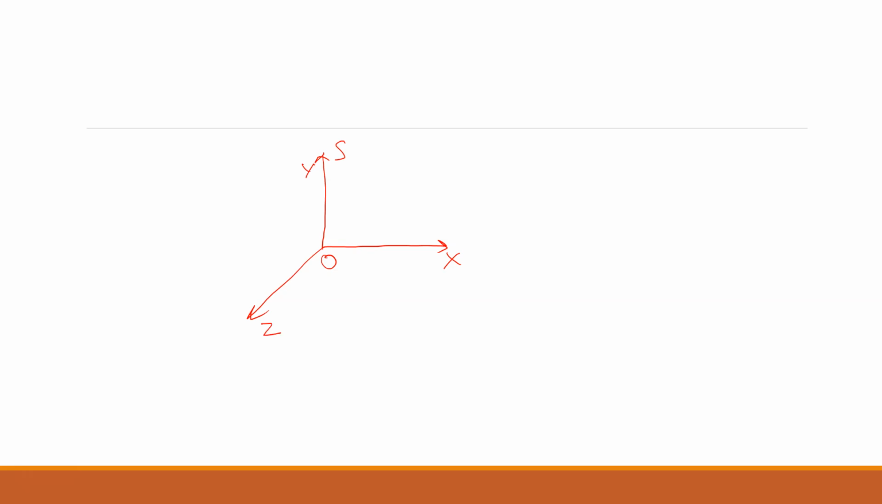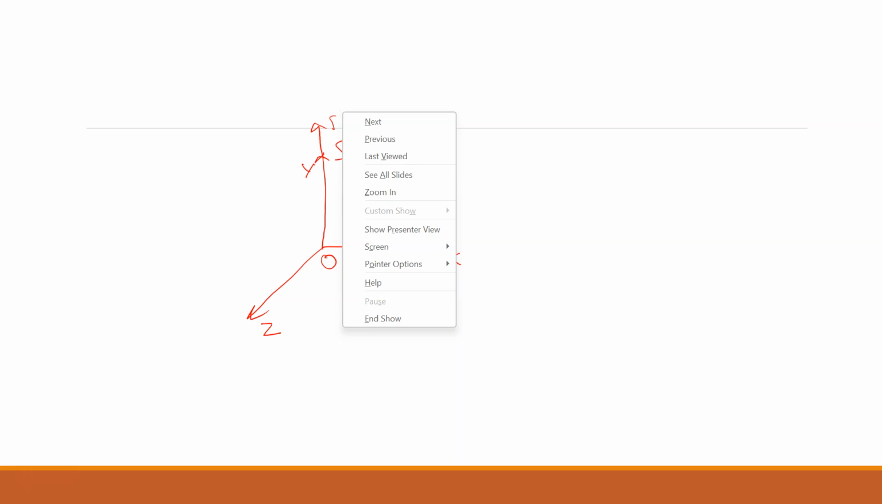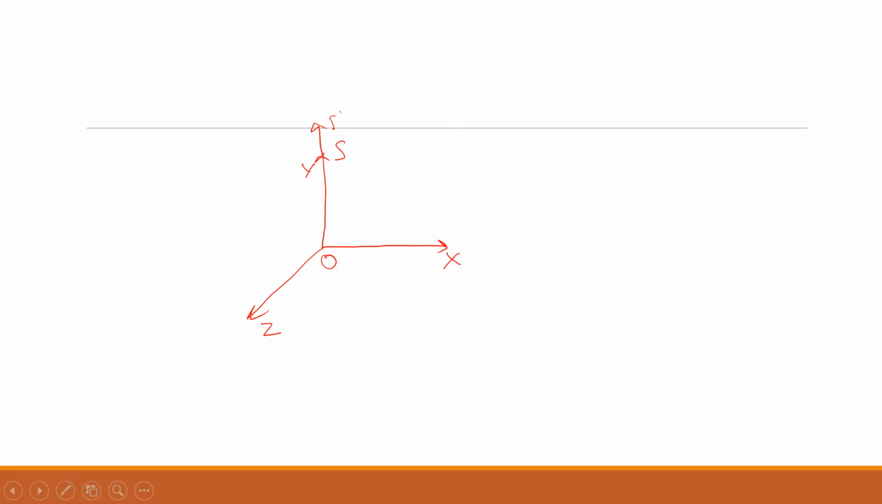And suppose there is another frame S dash which is at the same position as the frame S. So x dash, y dash and z dash. Now this is at time t equals t dash equals 0.